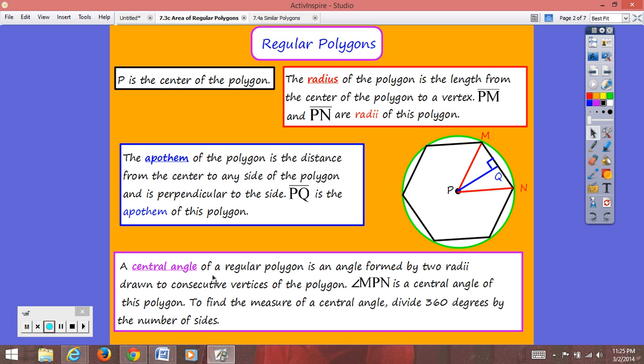A central angle of a regular polygon is an angle formed by two radii drawn to consecutive vertices of the polygon. So angle MPN is a central angle of this polygon. To find the measure of a central angle, you divide 360 degrees by the number of sides. And a quick note about the apothem: the apothem bisects this central angle.